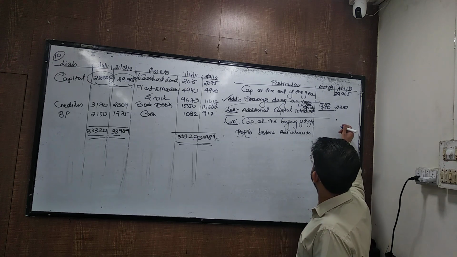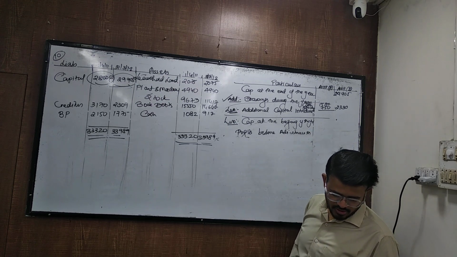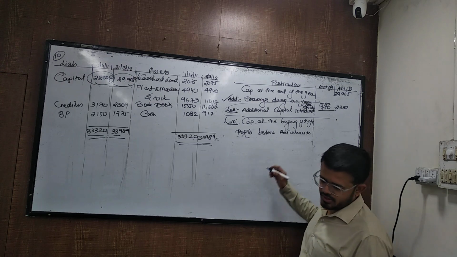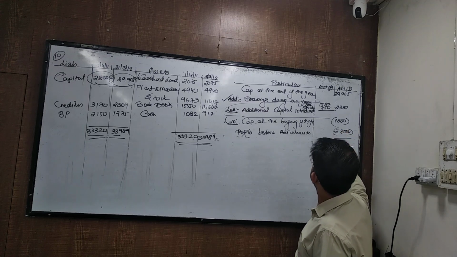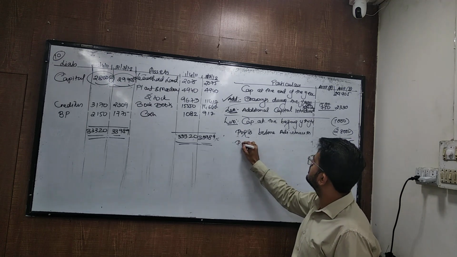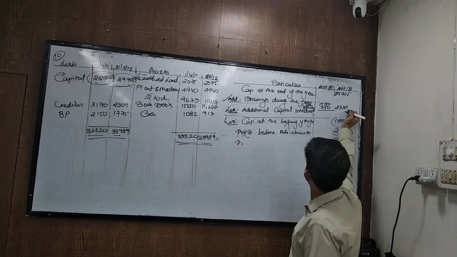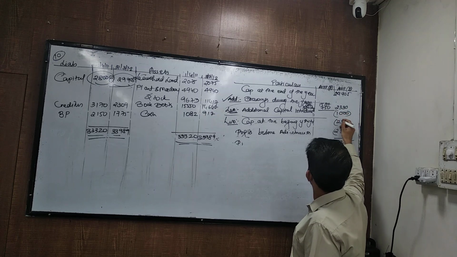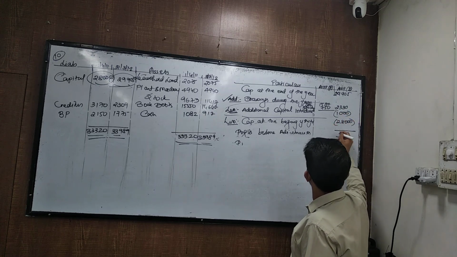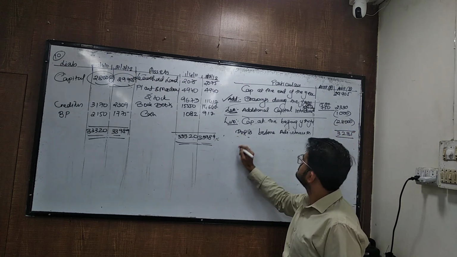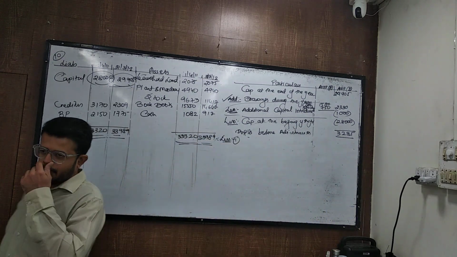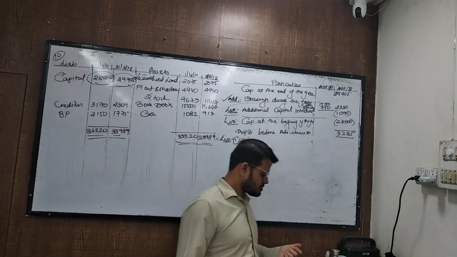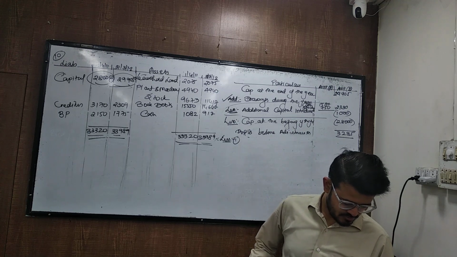Okay, and capital at the beginning is 28. Additional capital, kuch nahi hai. 1000. It was learned that introduced further capital, yes. 1000. So, ye 28 aur ye 29 minus karenge. So, kitna aa raha? 3235. 3235 aa raha? Profits before adjustments are 3, 2, 3, 5. Please check.